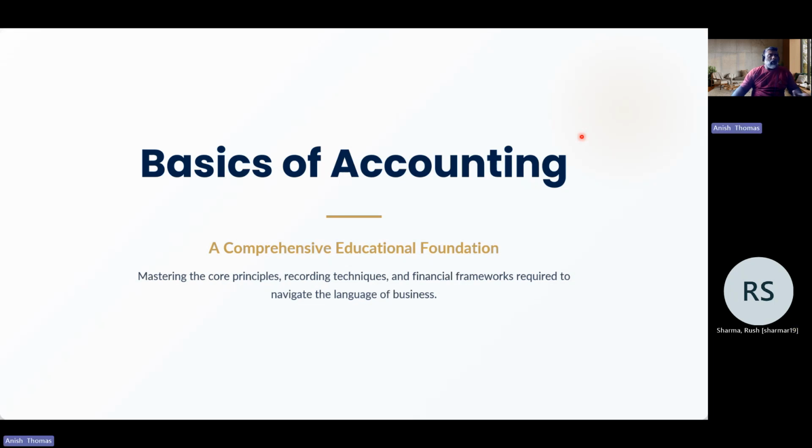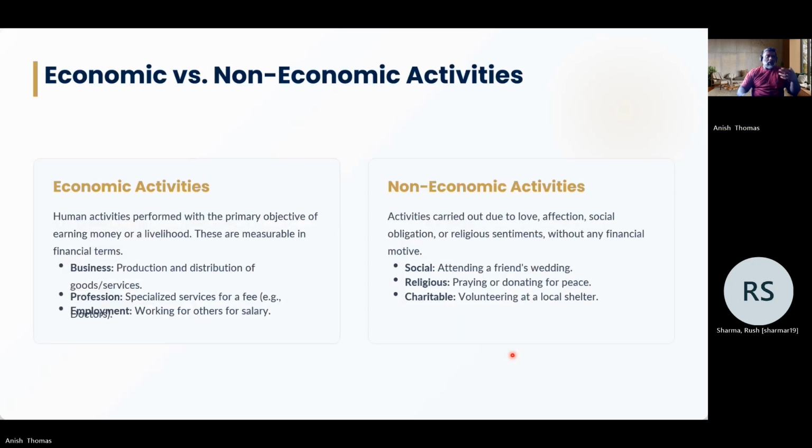Since you're almost there, it's going to be easy for me to cover this part of the session with you. Before we understand what accounting is, we should try to understand what an activity is. We can classify activities into two types, very basic stuff. There are economic activities and non-economic activities. Economic activities are when you can measure the transaction in terms of money. It is usually in the form of a business transaction.